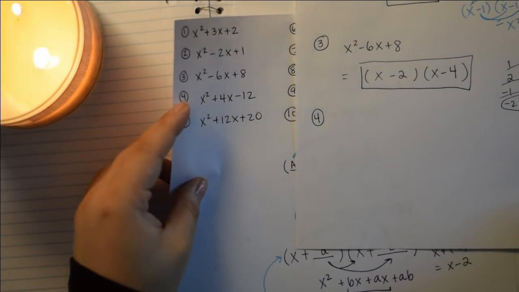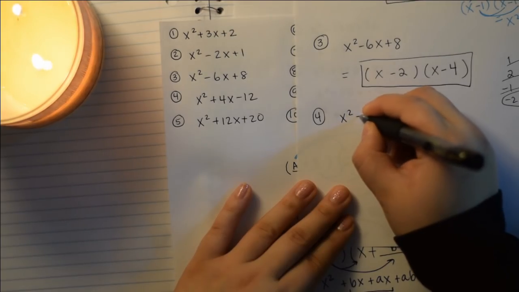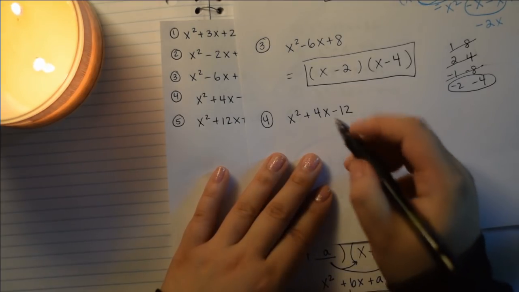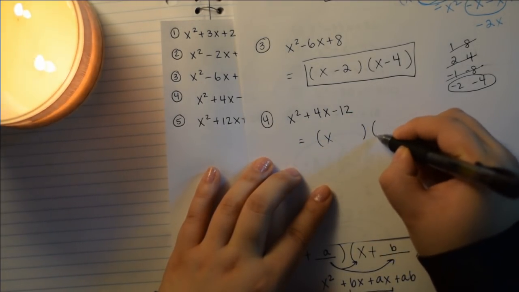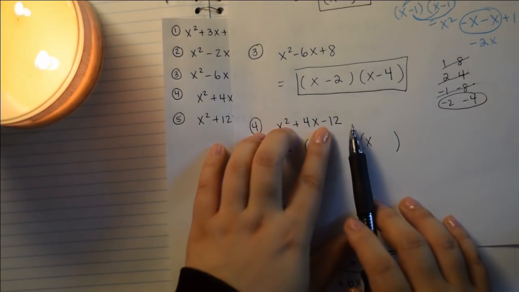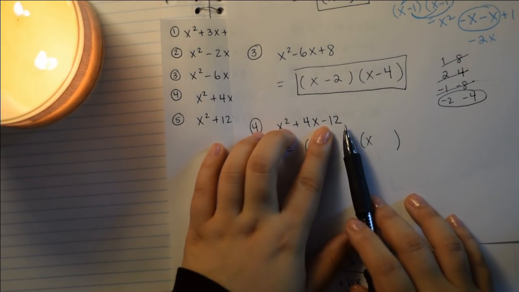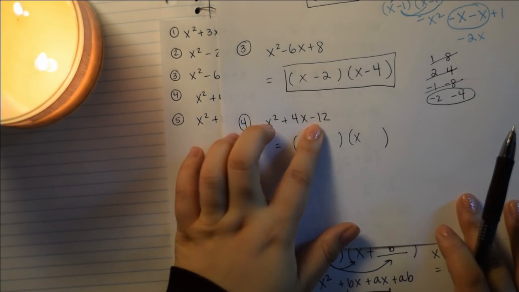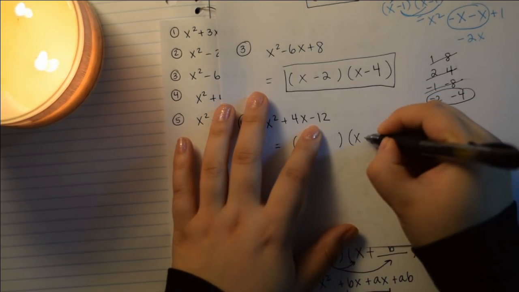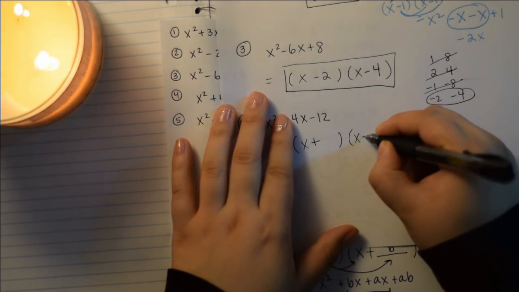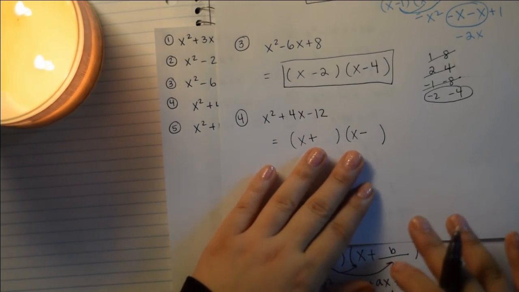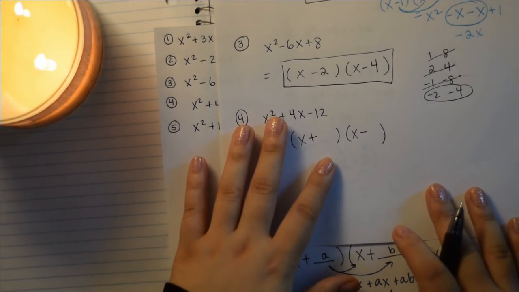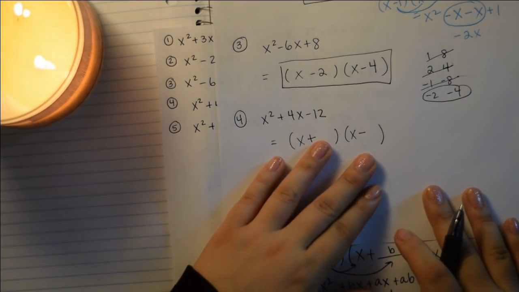So number 4, we have x squared plus 4x minus 12. So in this case, again, we know it's x something and x something. Since we have a minus 12, we want numbers that multiply to be negative 12. So if it's negative, it means one is going to be plus and the other is going to be minus. And here's a little trick for you. You can pick whichever order, as long as we're consistent, it's okay. But one has to be a plus and one has to be a minus.